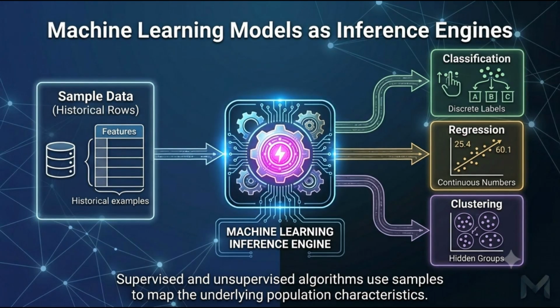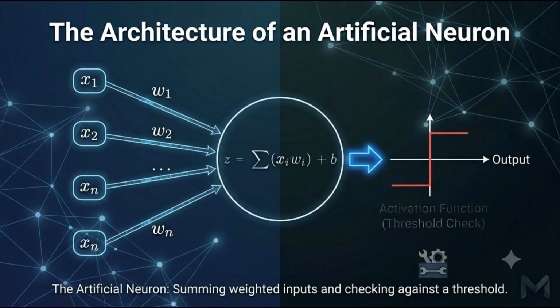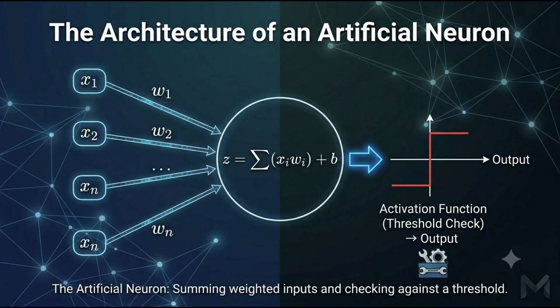Neural networks and deep learning. While traditional statistical models excel at structured data, like spreadsheets and financial tables, humanity started generating data that was far more massive and unstructured.